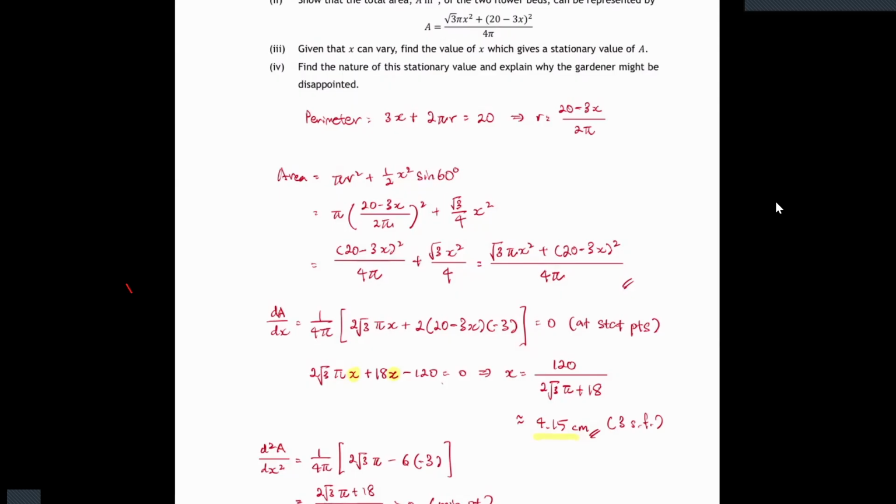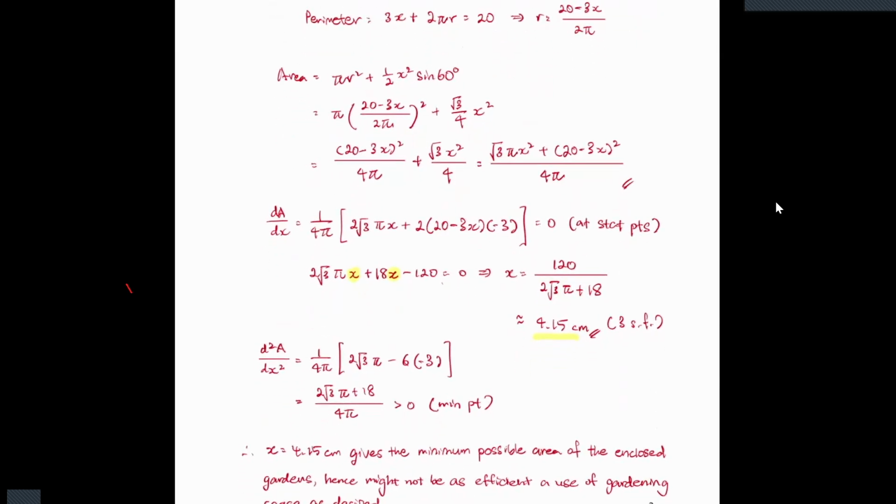So the last part they say explain why the gardener might be disappointed. This one just logic that thing out. It's not very math. So what I said was x equals to 4.15 is the minimum possible area of the enclosed garden. Then this might not be as efficient use of gardening space as desired by the gardener. But this one is just a one mark thing.